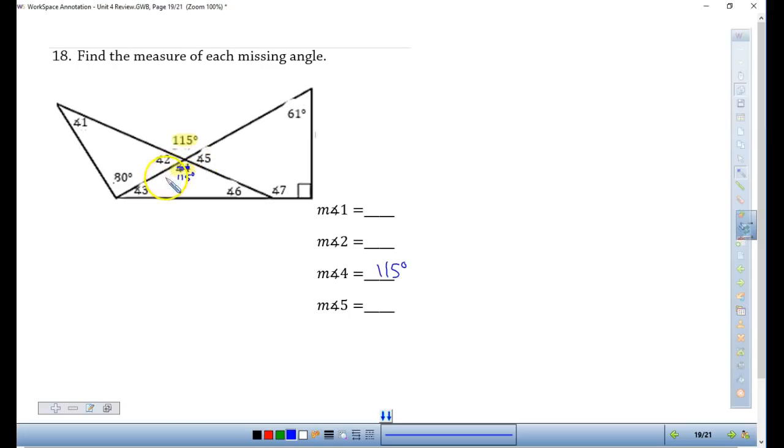Alright, then look at like these two here. They form a line, right? So we could do 180 minus 115. And you don't have to start where I started. I'm just giving you a suggestion.